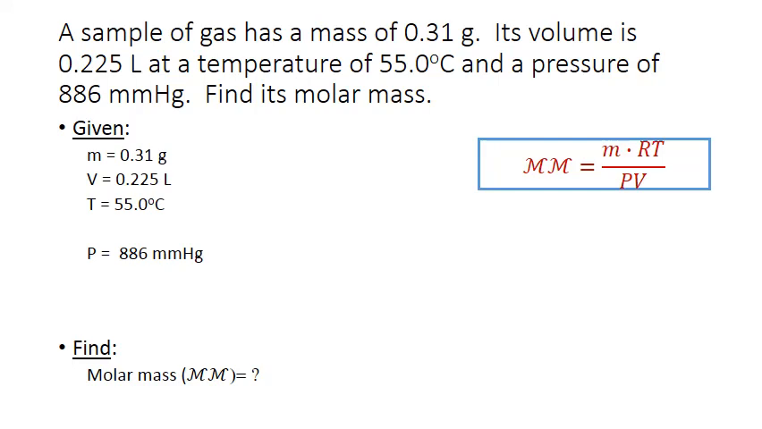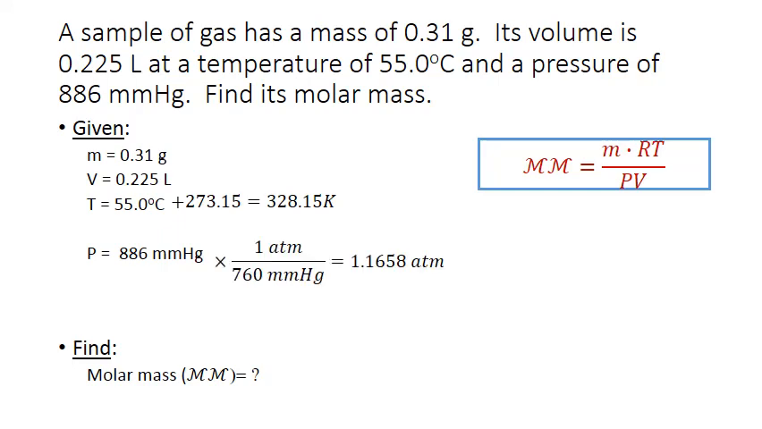We still need to make sure that all our units are in the correct form for the ideal gas law. So mass is in units of grams, which is appropriate. Volume is in liters. Temperature does need to be in Kelvin, so we add 273.15 to our degrees Celsius. And our pressure needs to be in units of atmospheres. So we know that 1 atmosphere equals 760 millimeters of mercury. So we set up our conversion factor to divide by 760 millimeters of mercury. So our units cancel out, and we're left with 1.1658 atmospheres.